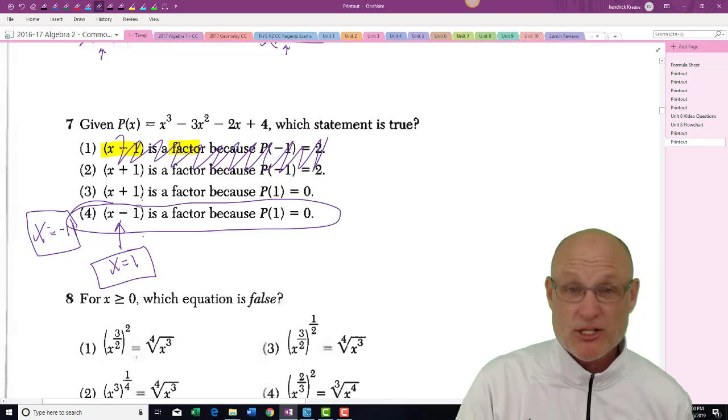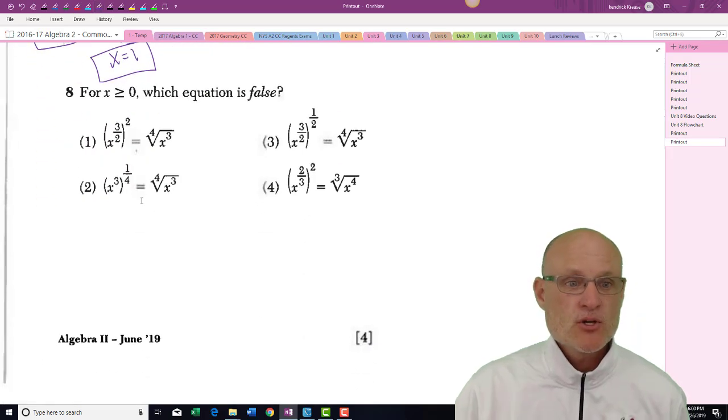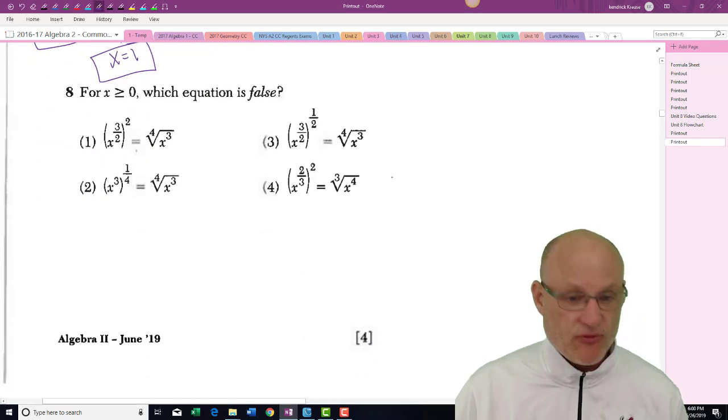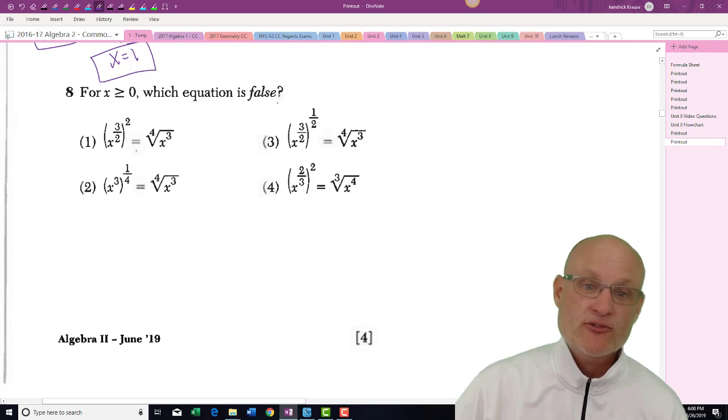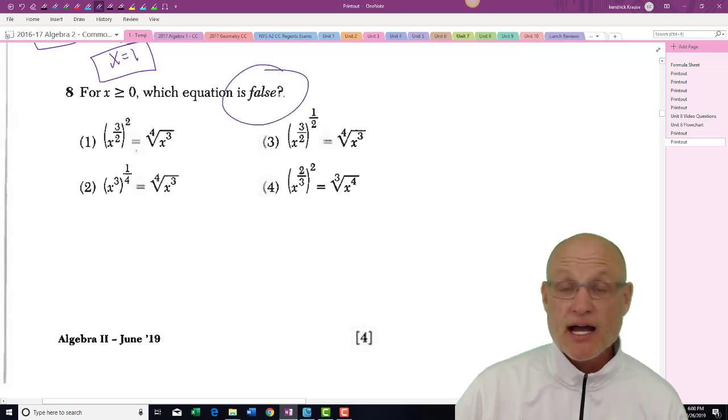That is the remainder theorem. You all know that. Which statement is false? See, if I look down at my answer key, I got this wrong. So I want to make sure we understand things.